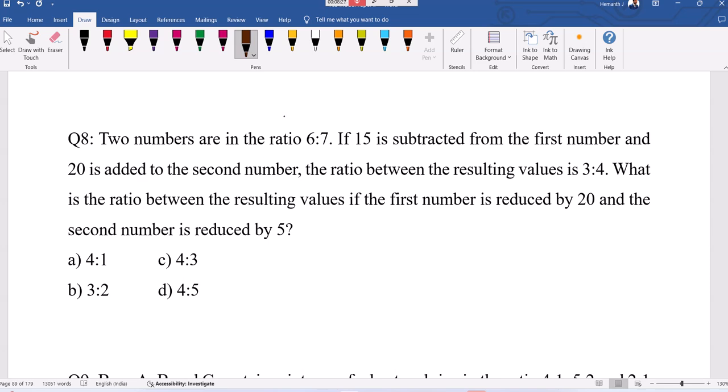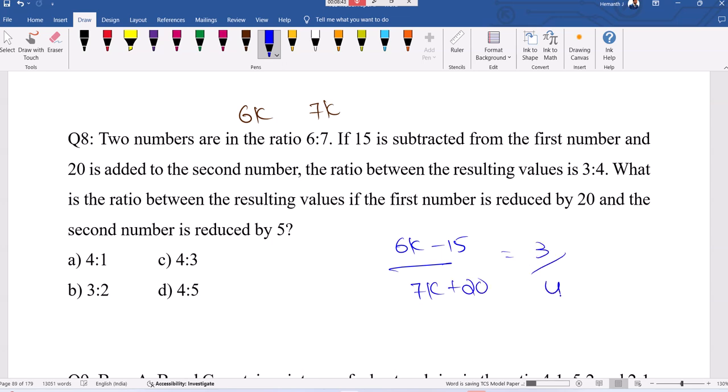Okay. So we can take those two numbers as 6k and 7k. 15 is subtracted from the first one, so 6k minus 15. 20 is added to the second number, so 7k plus 20, is 3 upon 4. Cross multiplying: 24k minus 21k is 3k. 15 into 4, 60 will go to that side, 120. So k will be equal to 40. Means the numbers are 240 and 280.